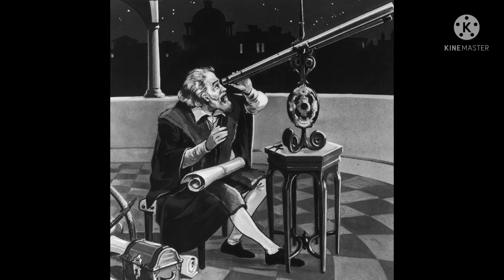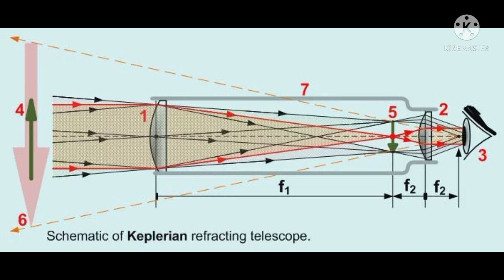Next, Galileo made a telescope to observe distant stars. By using these telescopes, Galileo observed the satellites of Jupiter and the rings of Saturn. Next, Kepler invented a telescope in 1611, which was fundamentally similar to the astronomical telescope.